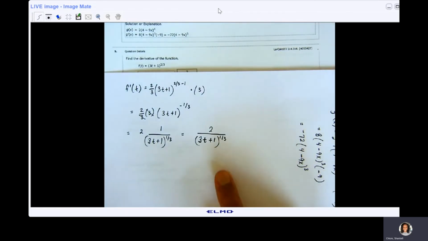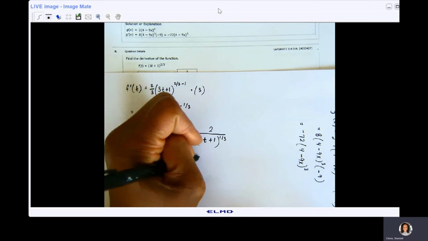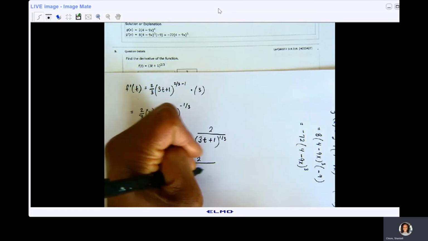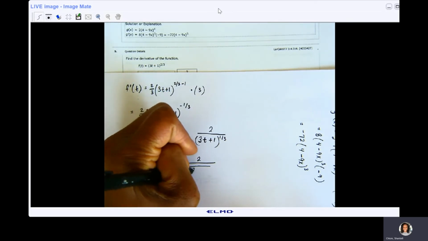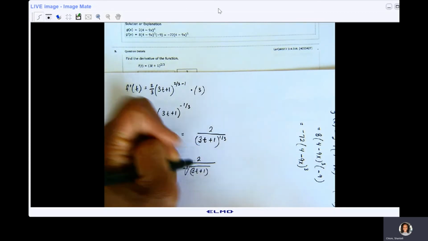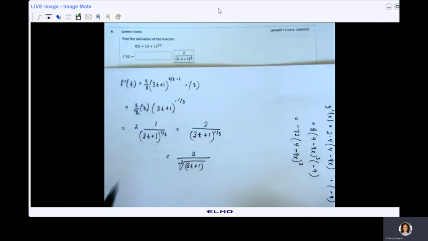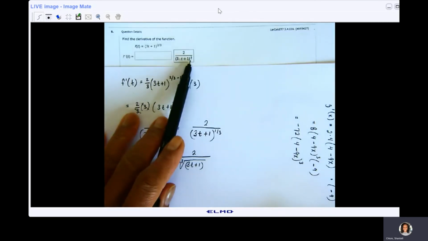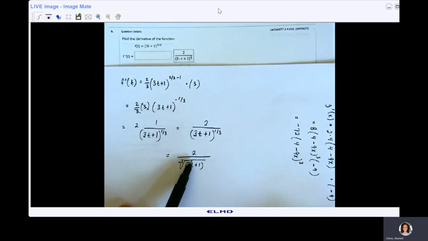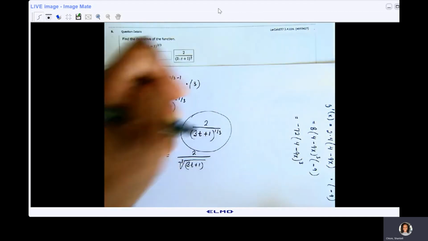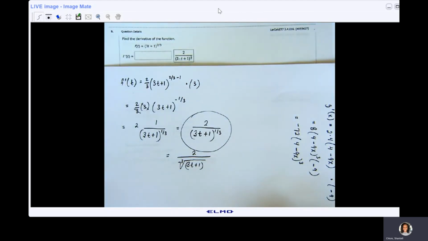Or you can actually write that as a radical. 2 over cube root 3t plus 1. And then I actually didn't need the parentheses anymore, but anyway. Okay? The homework actually kept it with the radical, so you can as well save yourself some work. Okay? But those are equivalent, whether you keep it with a rational exponent or you rewrite it with a radical.